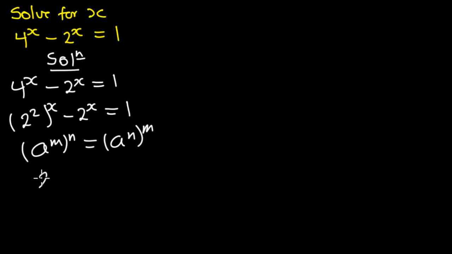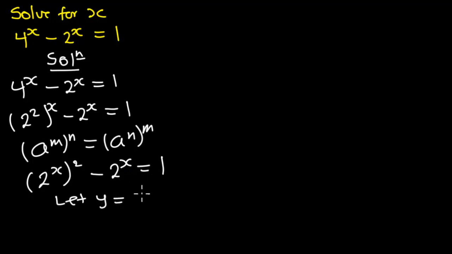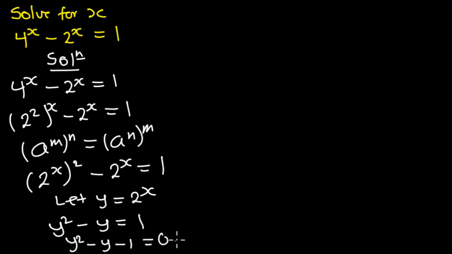So you are going to have 2 to the power x, all exponent 2, minus 2 to the power x is equal to 1. Now from here, we have 2 exponent x in common, so you are going to replace that with y. You are going to let y be equal to 2 to the power x. So from here, we are going to have y squared minus y is equal to 1. Now let's push everything to the left hand side. So you're going to have y squared minus y minus 1 is equal to 0.